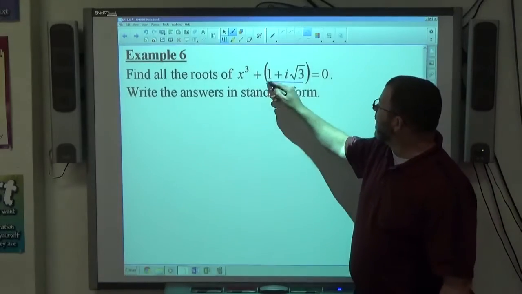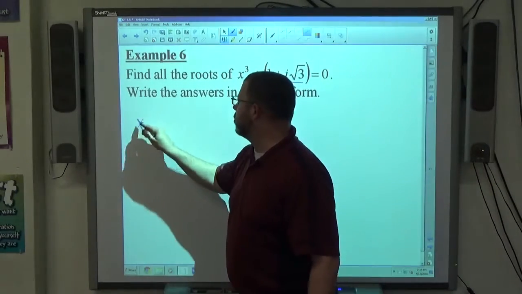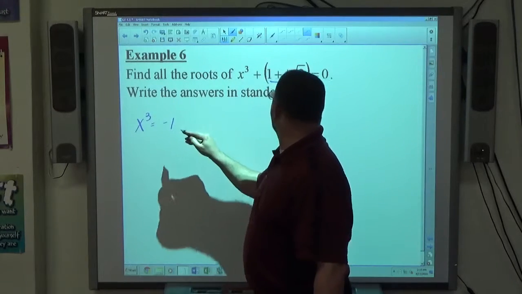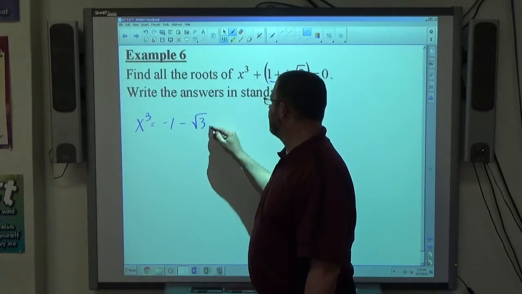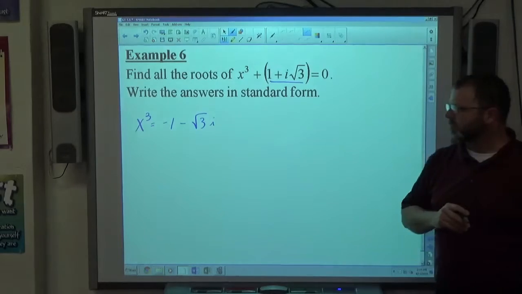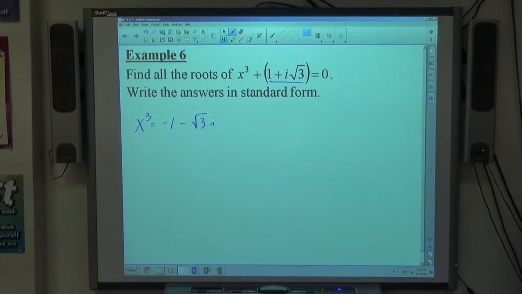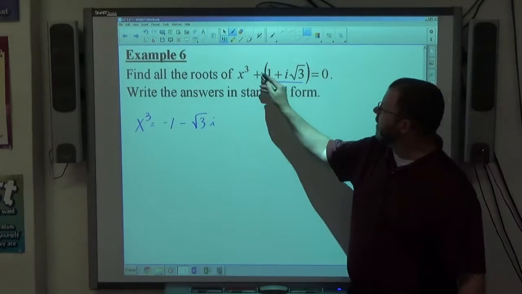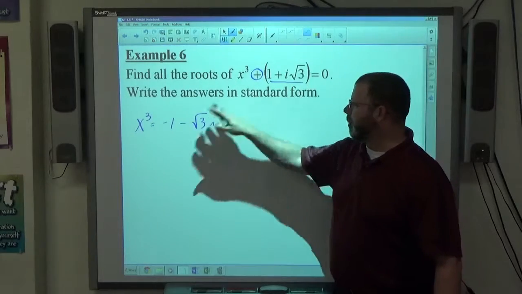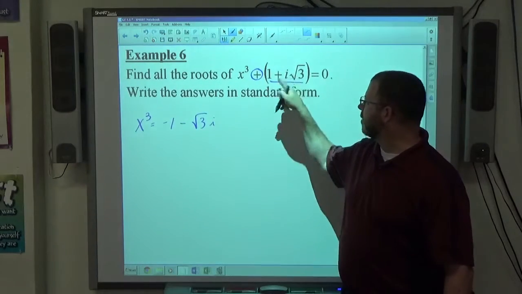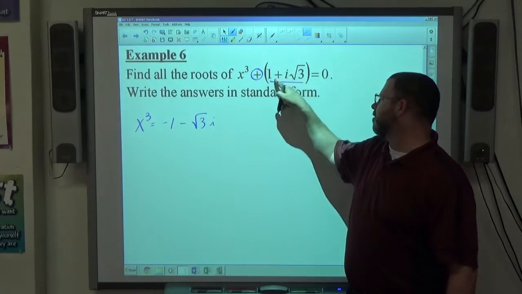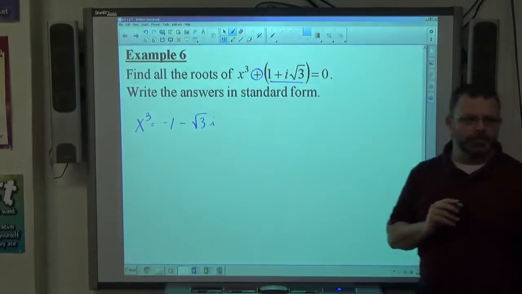So when I slide that to the other side, it's going to become x cubed equals -1 minus the square root of 3i. So make sure that you change the signs of objects. If this said minus right here, then when you move it over, it's going to be a positive everything, but that's plus that, so that's positive, positive. When it moves over, it becomes negative, negative.